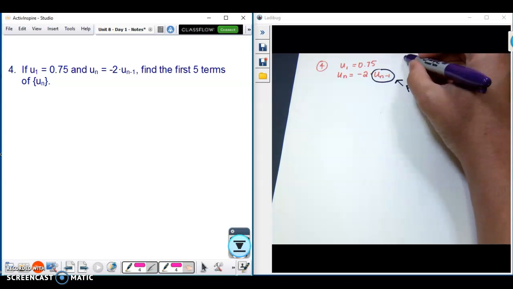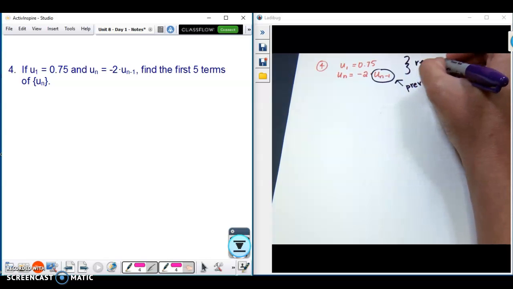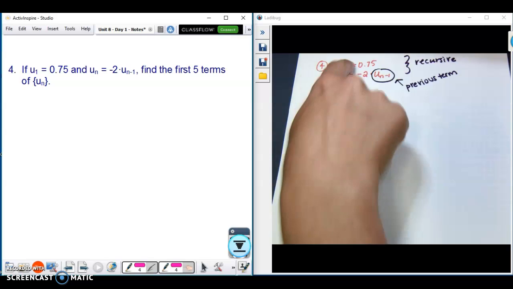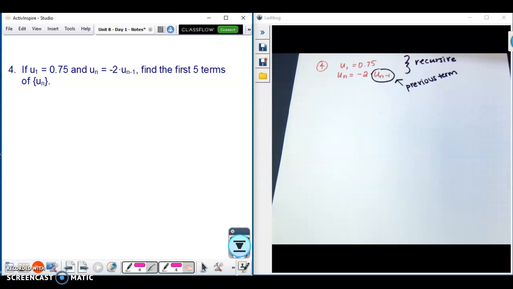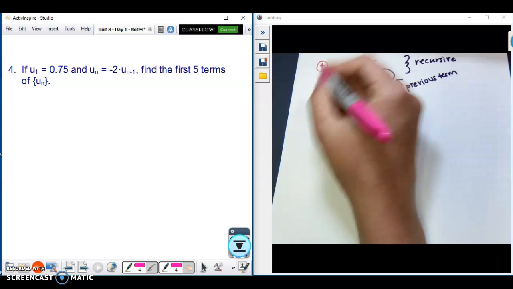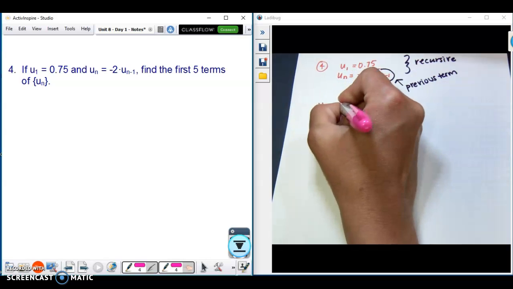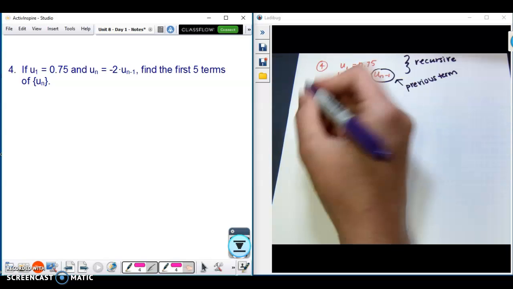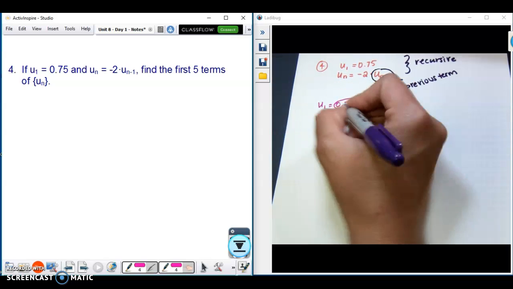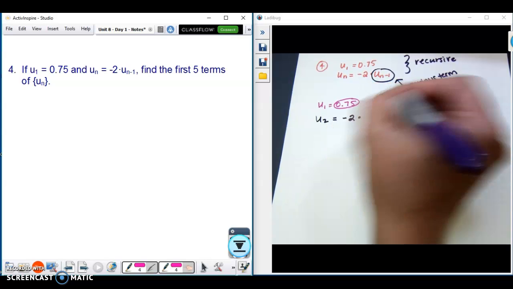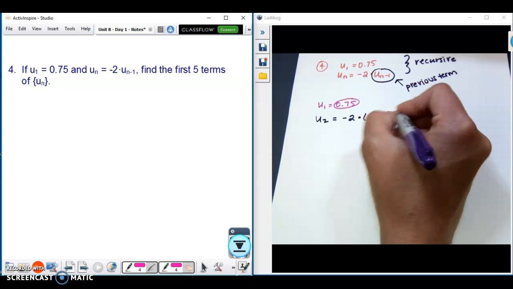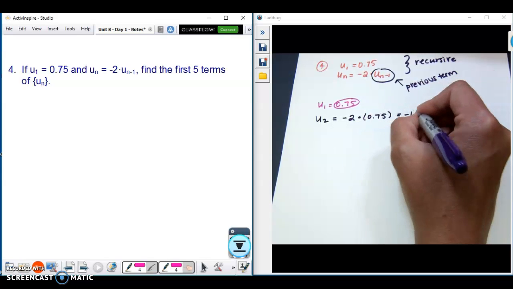So we're working with a recursive formula. Recursive means it depends on the previous term, which we have. And they want us to find the first 5 terms. So we already have the first term. So to get the second term, u sub 2, it's going to be negative 2 times the previous term. Well, the previous term was 0.75. So that'll give us negative 1.5.